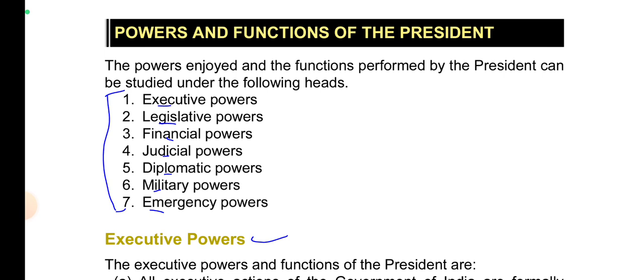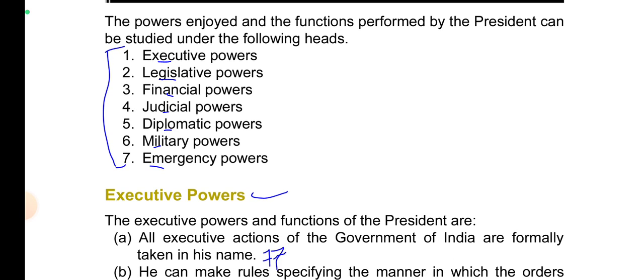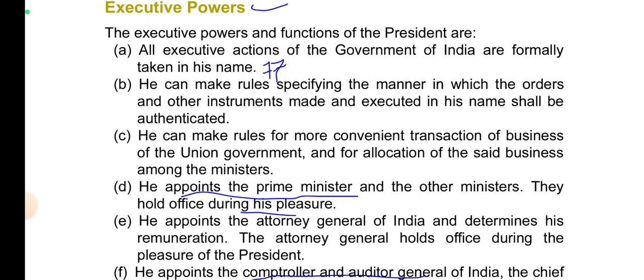Powers and functions of the President. The powers enjoyed and the functions performed by President can be studied under the following heads: executive powers, legislative powers, financial powers, judicial powers, diplomatic powers, military powers, emergency powers. Executive powers. The executive powers and functions of the President are: all executive actions of the Government of India are formally taken in his name.